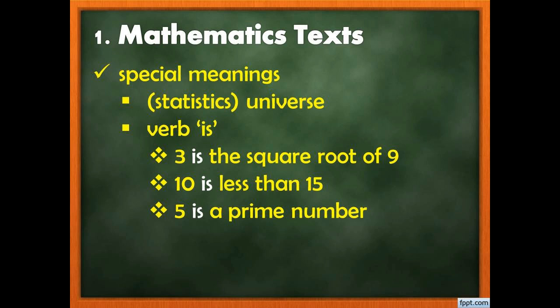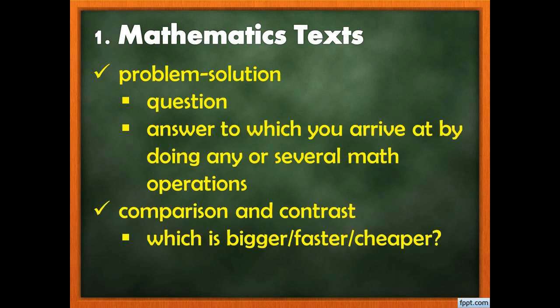For instance, 3 is the square root of 9. The is in the statement means equals. Another, 10 is less than 15. The is here is actually the common meaning of is. And lastly, 5 is a prime number, which means that 5 is an example of a prime number.